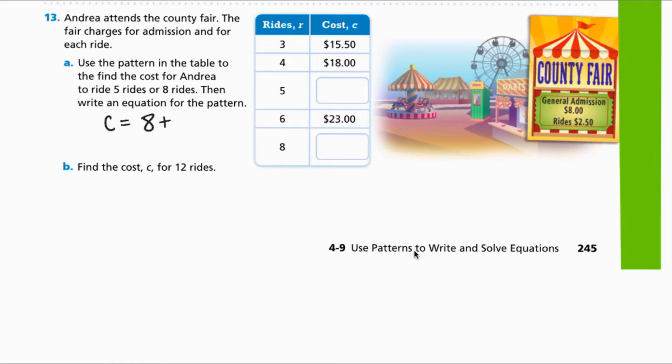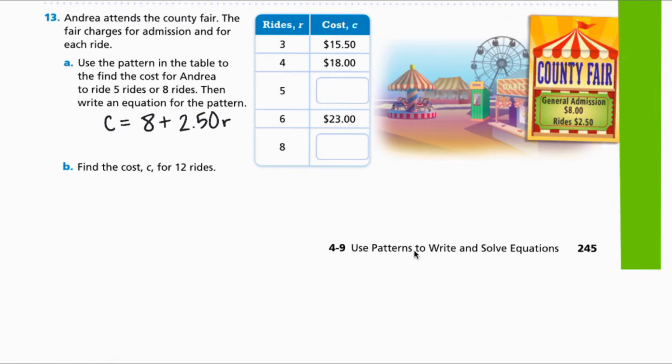Okay, then I'm going to add the cost of rides. I know every single ride I'm going to ride is going to be $2.50. The only thing we don't know is how many rides we want to go on. Since we don't know that, we're going to use a variable. We'll use R for rides. So this is our rule, and it will fit each one of these.